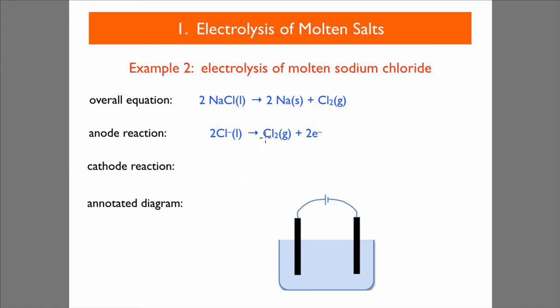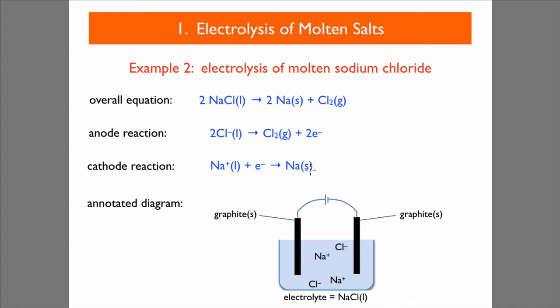The anode reaction: we've got chloride ions in liquid form, giving us chlorine gas, giving up a couple of electrons. We've got sodium ions, liquid form, getting those electrons to form the metal. We've got two graphite electrodes, both solid, in our annotated diagram. The electrolyte is liquid sodium chloride. We've got free ions moving around in that liquid, so the charge can move freely.